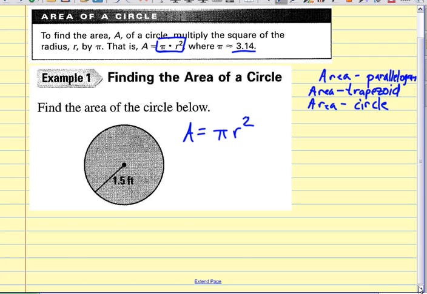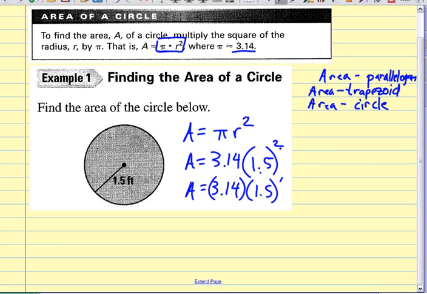Pi r squared. Now let's fill in what we know. Catherine, what should I put in place of pi? 3.14. You know why? Because you're on top of things. What should I put in the place of the r? Christina? 1.5. And remember, it's squared. Does that mean 1.5 times 2, Paris? No, it does not. It means 1.5 times 1.5. I'm just going to write it out here. That's what squared means.